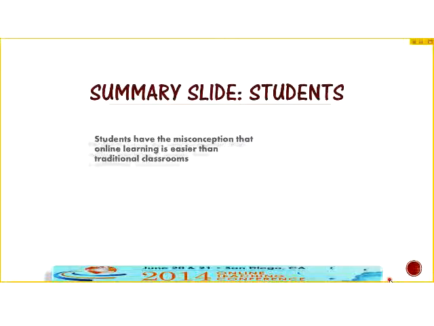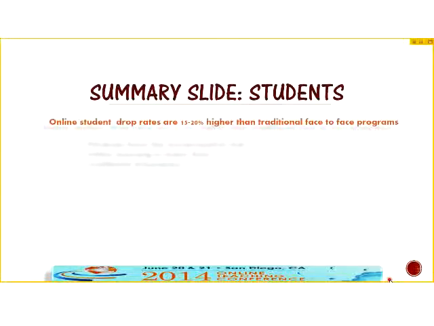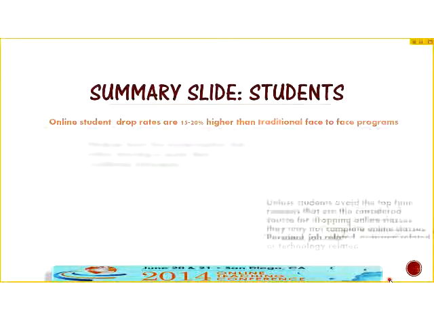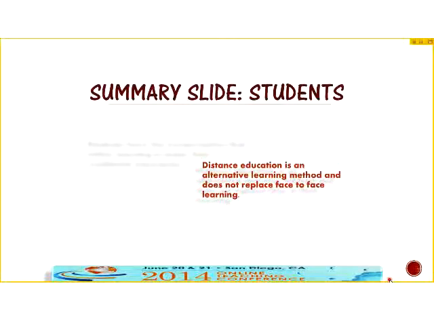The summary slide now: the summary of this is that students have the misconception that online learning is easier than traditional classrooms. Some students don't have the aptitude, they're not prepared, they don't have the skill level to participate in online classes. Drop rates are high over face-to-face programs, and unless students work hard to avoid those top 4 reasons, then they're going to drop out.